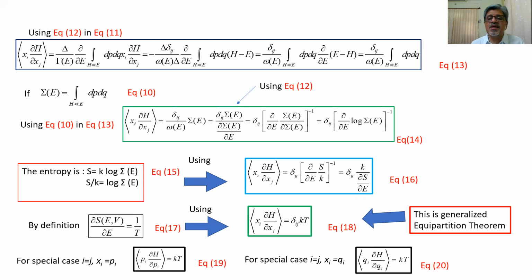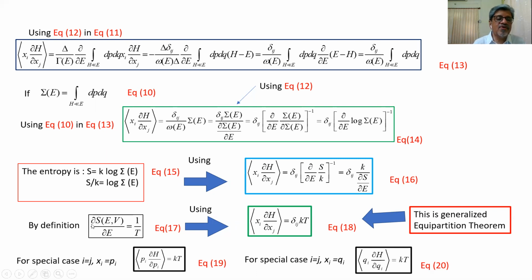Now we know that the entropy was defined in our earlier slides. We have already defined that S is equal to k log Σ(E). So it can be represented as S divided by k, and that is equal to log Σ(E), and that is represented by equation number 15. Now using equation number 15, we can write in equation number 14 that the ensemble average of x_i ∂H/∂x_j is equal to δ_ij times (∂/∂E of S/k) inverse. That is represented as δ_ij k divided by ∂S/∂E. And again, we call it equation number 16, which is represented by the blue box.